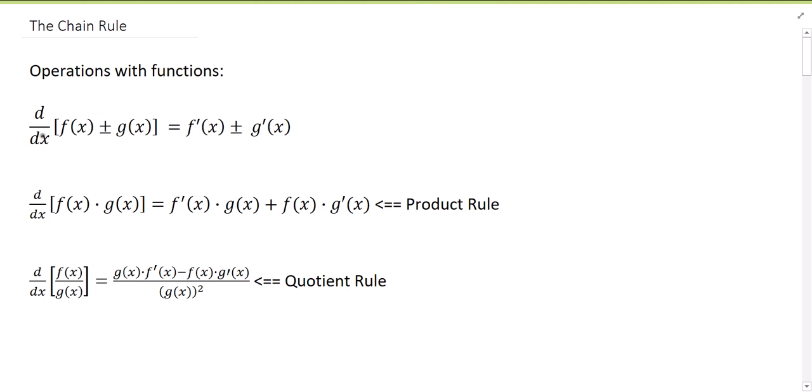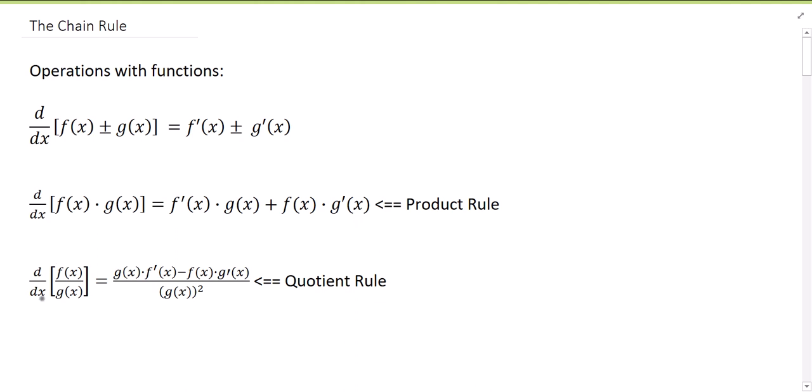So when we take the derivative of addition or subtraction of functions, we just add or subtract their derivatives. Right, the derivative of f plus or minus g is the derivative of f plus or minus the derivative of g. When we have the product of two functions, then we use the product rule. And so we include that in here. So the derivative of the first, the second left alone, plus the first left alone times the derivative of the second. And so that's the product rule.